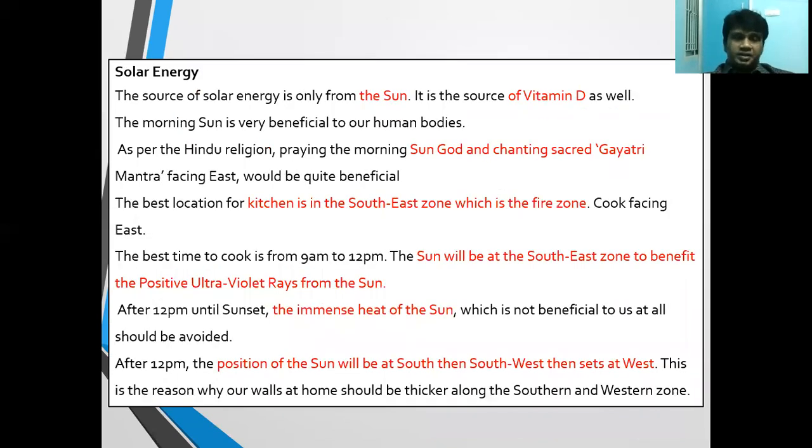Then solar energy. The main solar energy is from the sun. Actually, vitamin D is obtained from the sun. It is very good for human beings. That's why Hindu religion people say go and stand on the east side and say the Gayatri Mantra. While we are praying the Gayatri Mantra, the vitamin D will automatically be absorbed by our body.